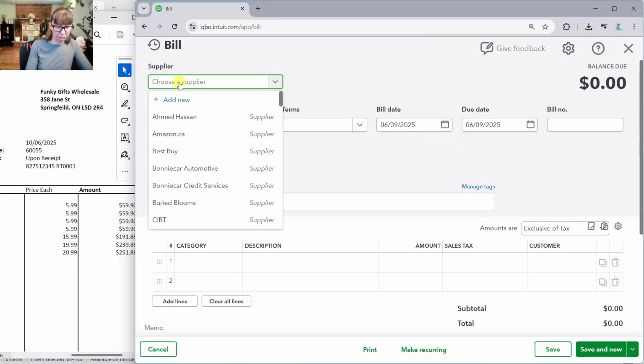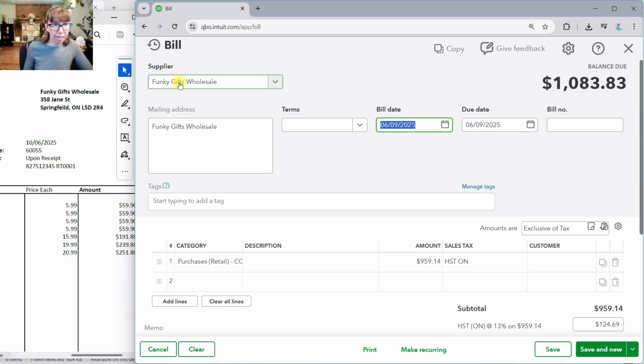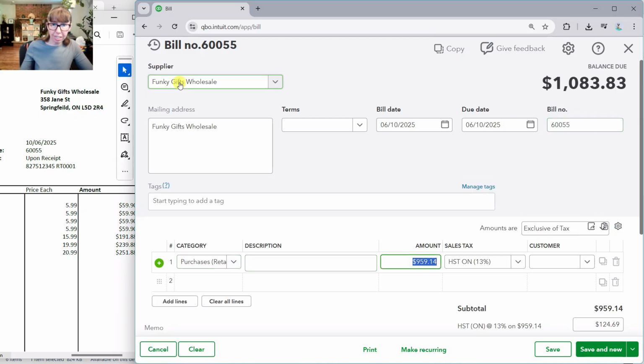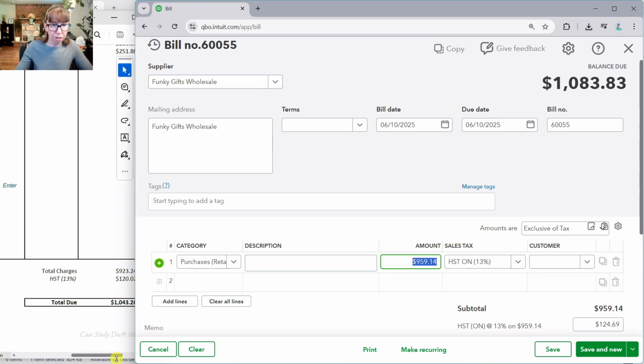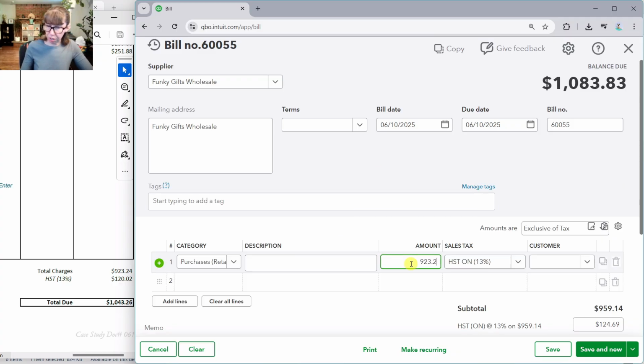So this is Funky Gifts Wholesale. And then the bill date is June 10th. And the bill number is 60055. And purchases retail is what we used last time. That's perfect. And let's put in that it's exclusive. So let's put in the pre-tax amount, which is 923.24, with HST for a total of 1043.26. Perfect. So I'm going to go ahead and hit save.